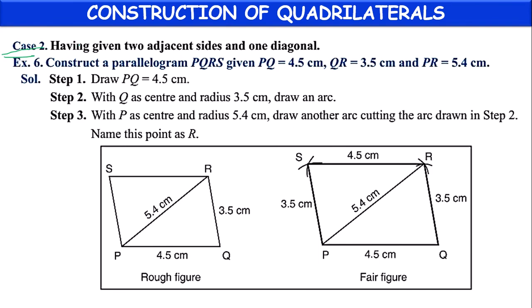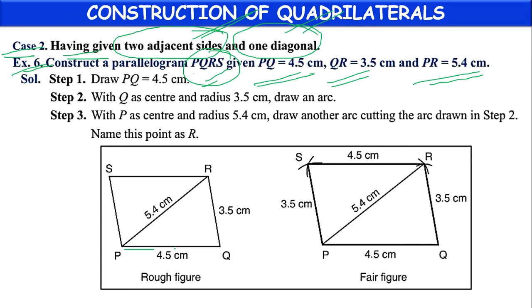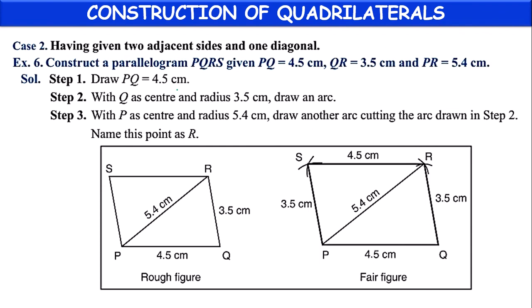Now, children, case 2: having given two adjacent sides and one diagonal. In example 6, construct a parallelogram PQRS where PQ is 4.5 cm, QR 3.5 cm, PR 5.4 cm. PR is the diagonal. This is the rough figure. Based on this, we have to draw the fair diagram. PQ and QR are adjacent sides, and PR is the diagonal.